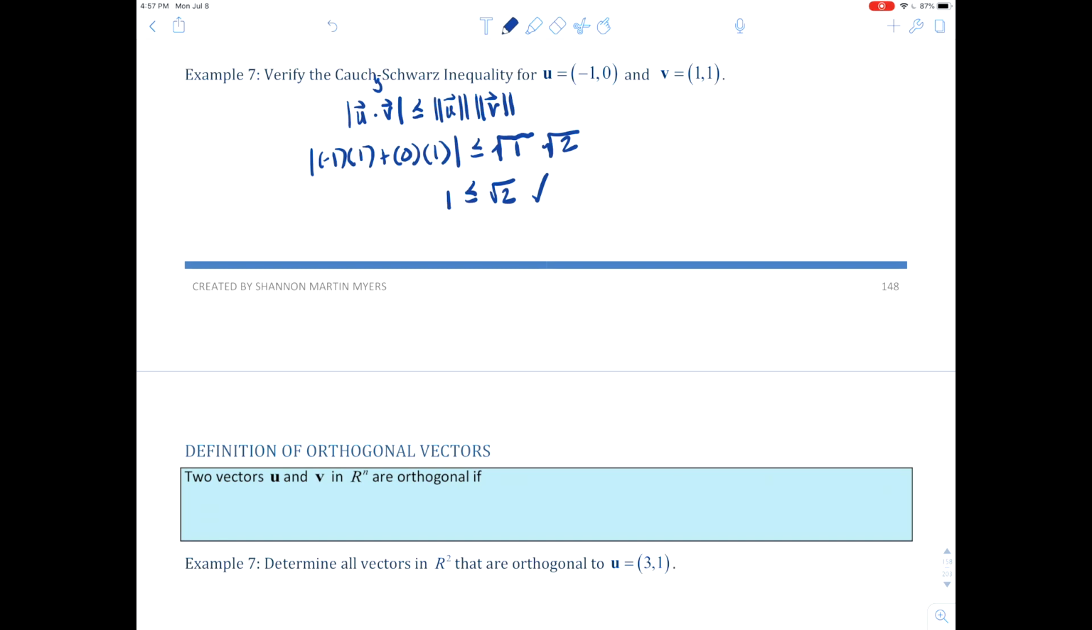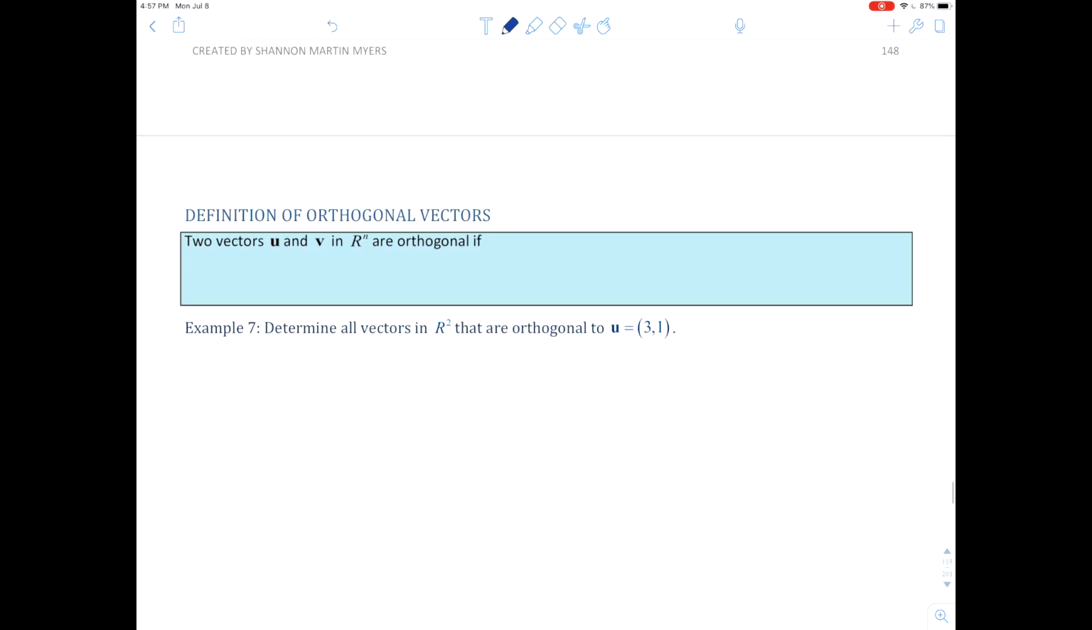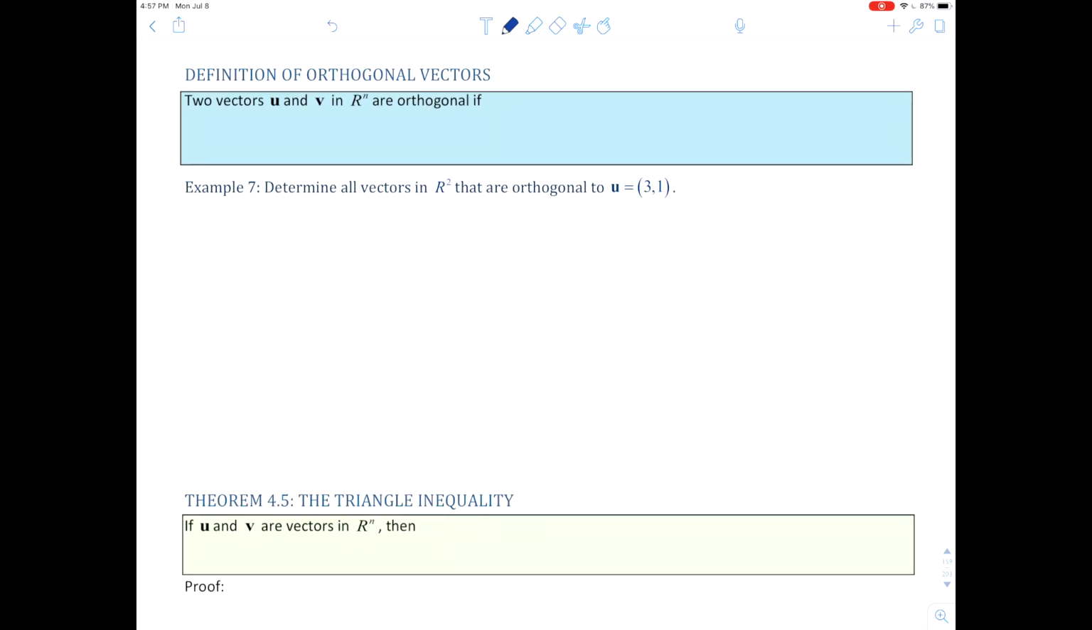All right, so now let's look at orthogonal vectors. Two vectors U and V in Rn are orthogonal if. What do you think? Well, if their dot product is equal to what, do you think? Good. 0. Okay? So determine all vectors in R2 that are orthogonal to U equal to 3, 1. Well, why don't we let some vector V equal to V1, V2, right?